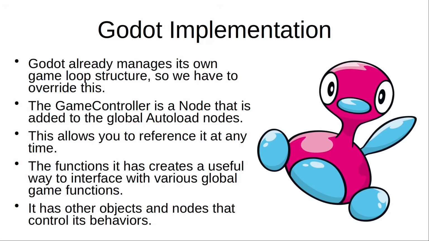So, essentially, it allows me to access various parts of the game at any given time that allow me to change user interfaces, change the UI canvas, change what's loaded at a given time. It's very valuable for controlling those things. Oh, yeah, and it also has an options interface as well. It has other objects and nodes that control its behaviors. So basically it has these children that it's managing that control the details, right?